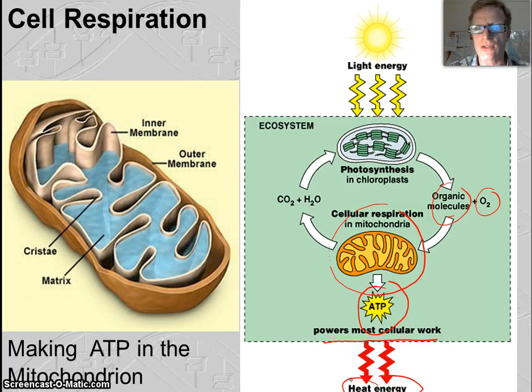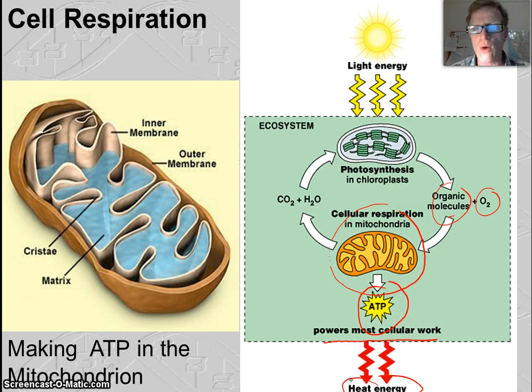So this diagram shows the movement of energy and matter through plants and animals. And here's a nice example of a mitochondria, the multi-layers of it, the inner membrane, the outer membrane, and the inner cristae, or the inner matrix within the cristae.